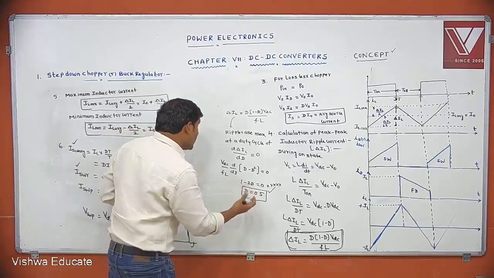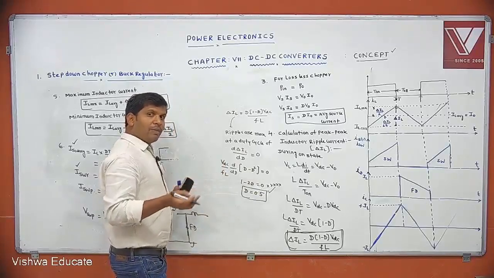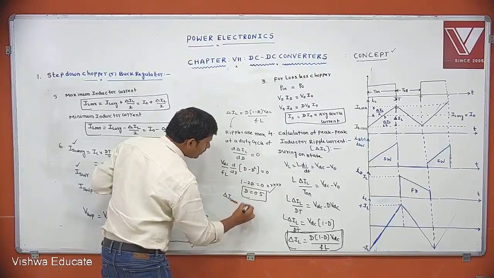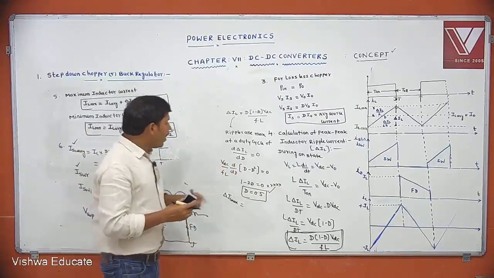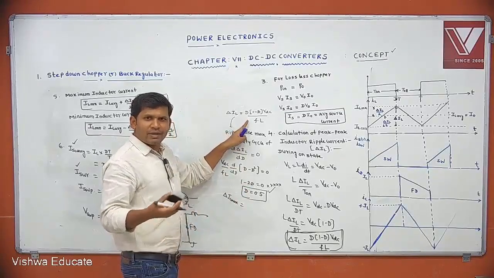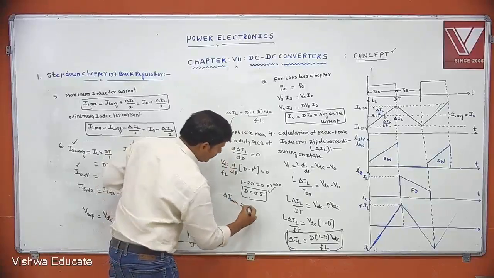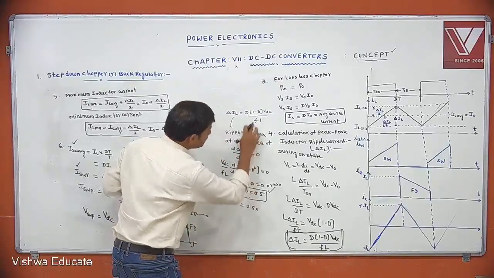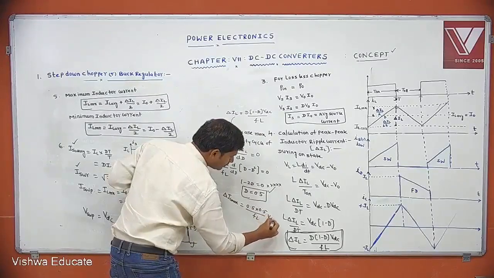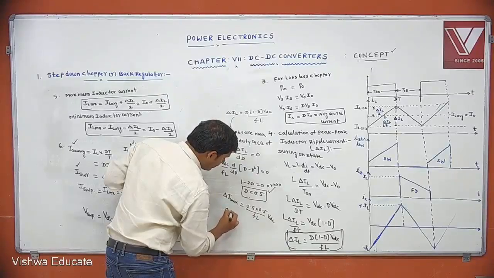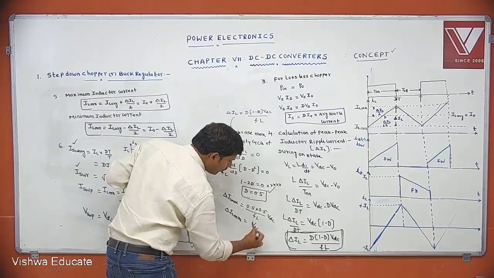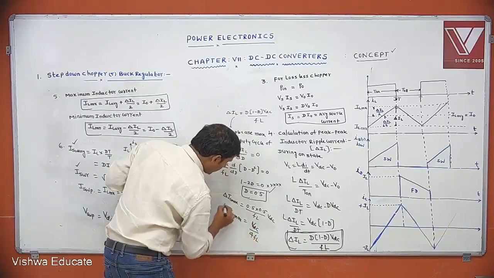If the ripples are maximum at a duty cycle of 0.5, then what is the maximum value of ripple current, delta IL max? To calculate that maximum ripple current, you substitute this condition in the ripple current. Substituting D as 0.5, we get 0.5 by FL into VDC. That is delta IL max equal to VDC by 4FL. This is the maximum value of ripple current.